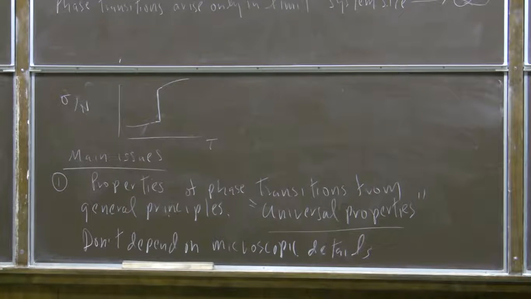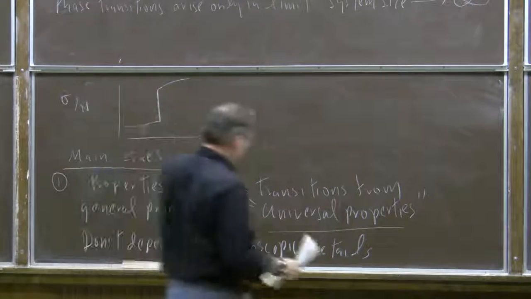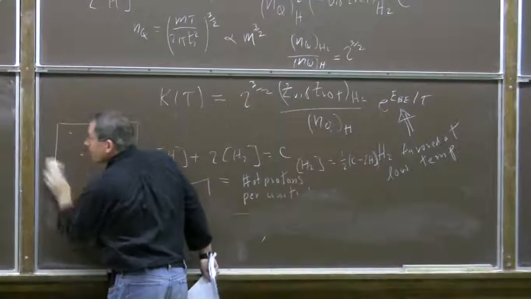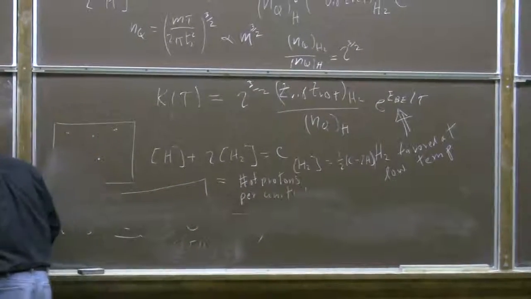But you might also be interested in the things that do depend on microscopic details, like, for example, maybe you have a formula for the Hamiltonian of water, and you'd like to compute from first principles the temperature at 1 atmosphere pressure at which water freezes. Well, that's the second type of issue.